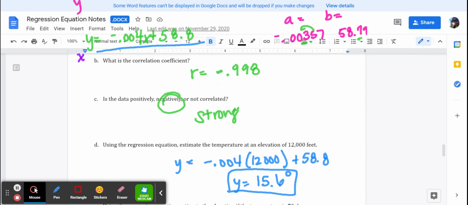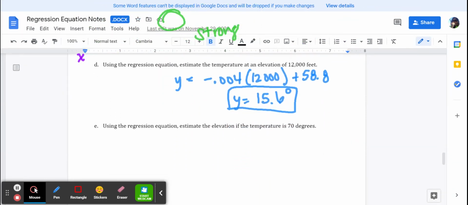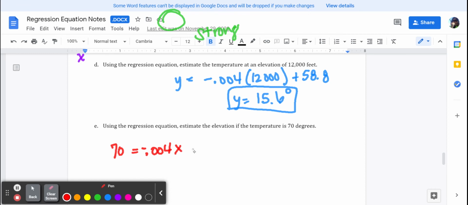Now my next question, we look here, gives me the opposite. Use my equation to determine the elevation if the temperature is 70 degrees. So now I'm given the y value of 70, and I have to work backwards to find what my elevation will be.